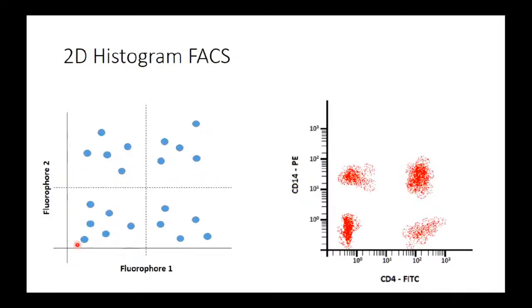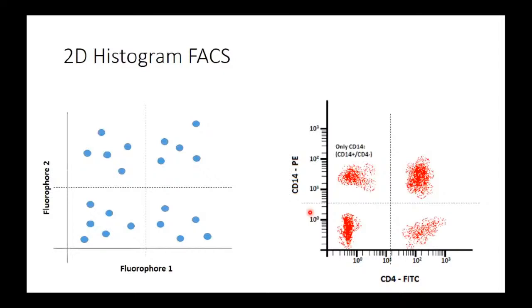Now I have a real two-dimensional histogram, and this is ideal to see how cells are shown in the two-dimensional histogram. Here we are studying two different proteins, CD14 and CD4. We are labeling CD14 with PE, and we are labeling CD4 with FITC. We are labeling them with different fluorophores.